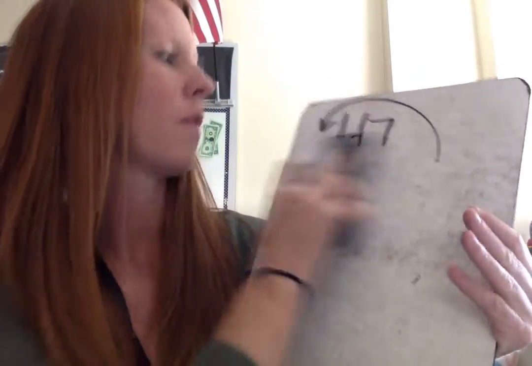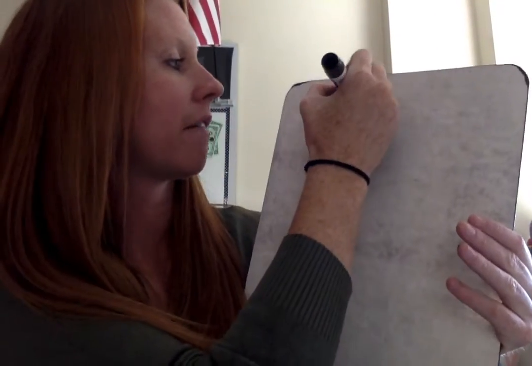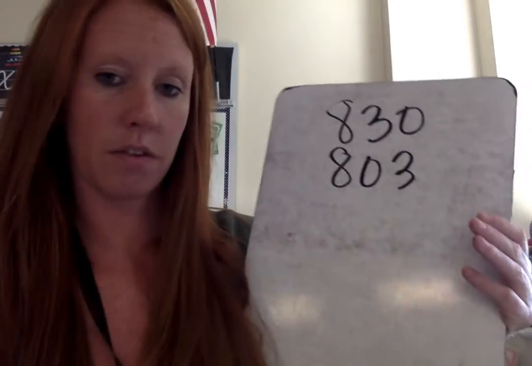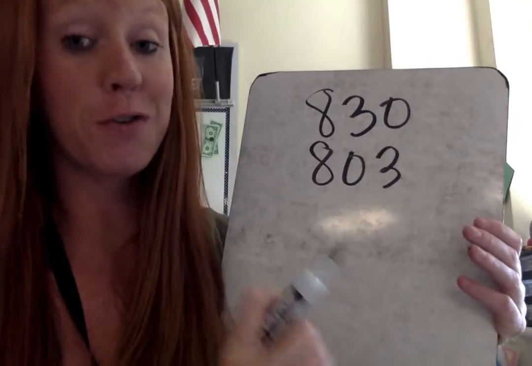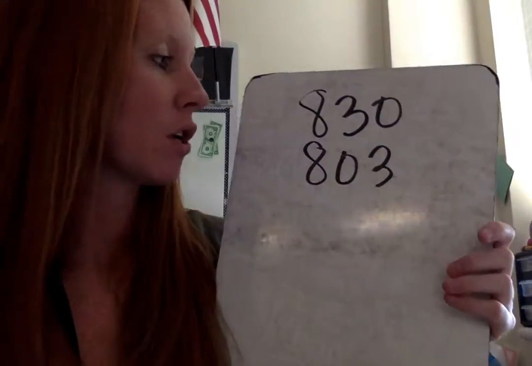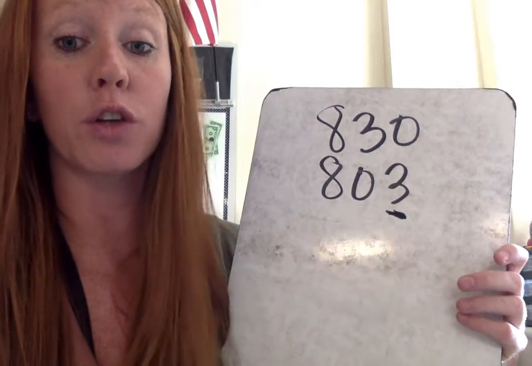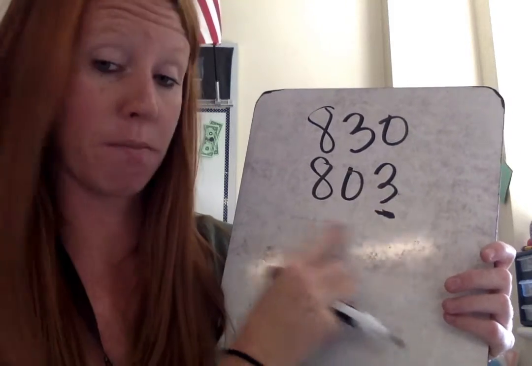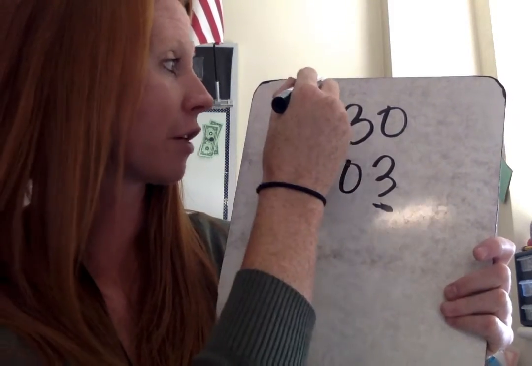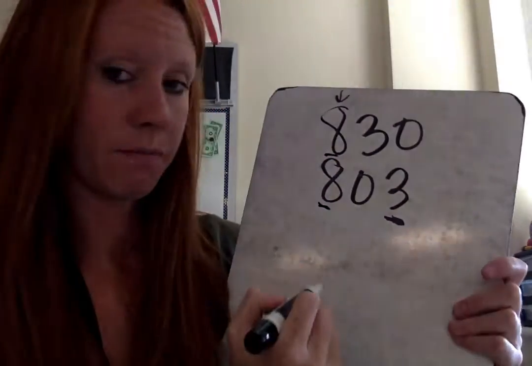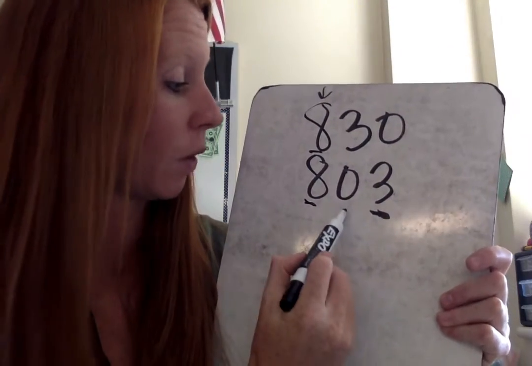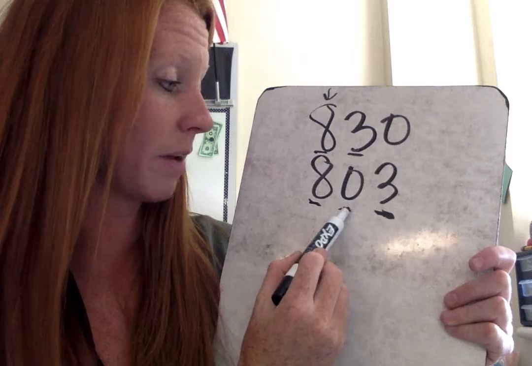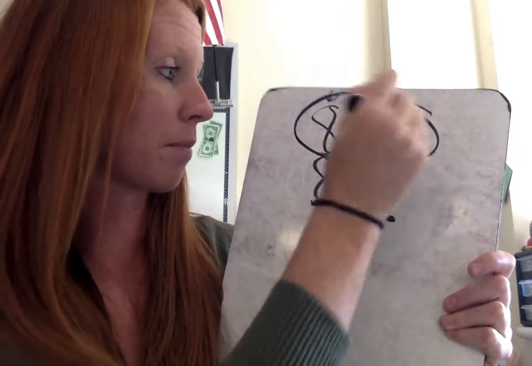Okay? Let's try with some harder numbers. Say we have 830, 803. Okay, we have two 3-digit numbers. Okay, so they're all lined up in the ones place, but we're going to look to the greatest place value. The greatest place value is the hundreds. It's worth the most out of all of our numbers. Okay, so we're going to look here first. We have 8 and 8. Well, they're the same, so we have to move on to the next digit. We have 0 and we have 3. Okay, which one is bigger? Is 3 bigger or 0 bigger? 3 is bigger, so this number is bigger.